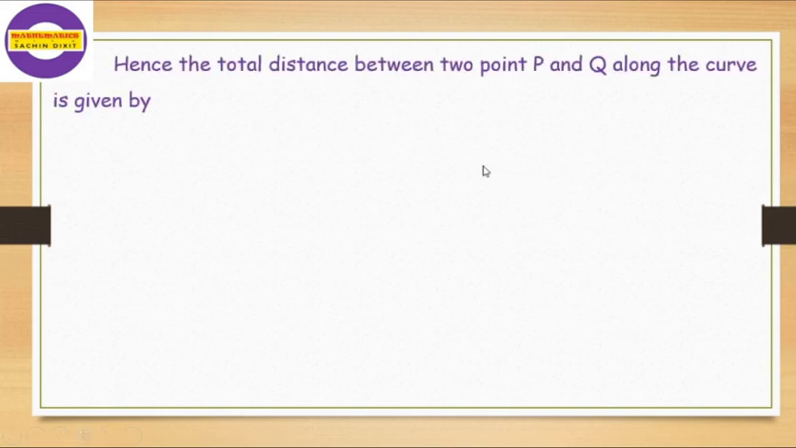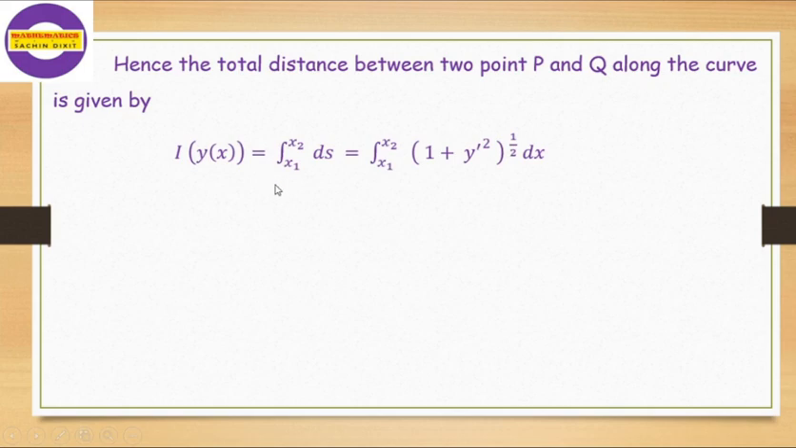Hence the total distance between the 2 points P and Q along the curve is given by I of y(x) equals integral from x1 to x2 of ds. That means we put the value of ds which we found previously. We get integral from x1 to x2 of (1 plus y dash square) whole raised to half dx.